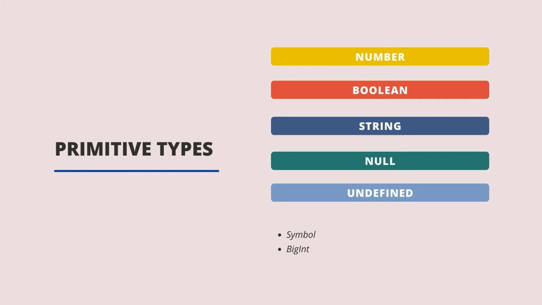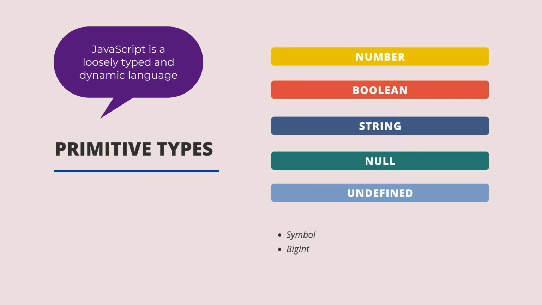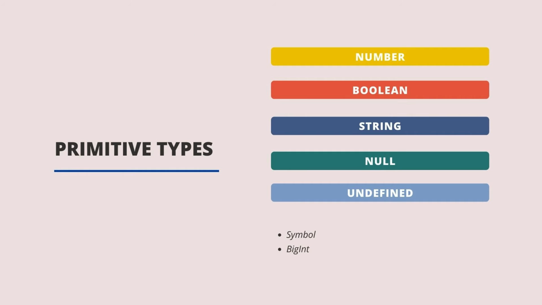Some languages make you specify in advance the type of the data when you are using it, but JavaScript is what's known as a loosely typed and dynamic language, which means you don't have to do this, because JavaScript will figure this out itself when it runs. In JavaScript, we refer to these most basic data types as primitive types. And there are 7 of these, which are as follows.